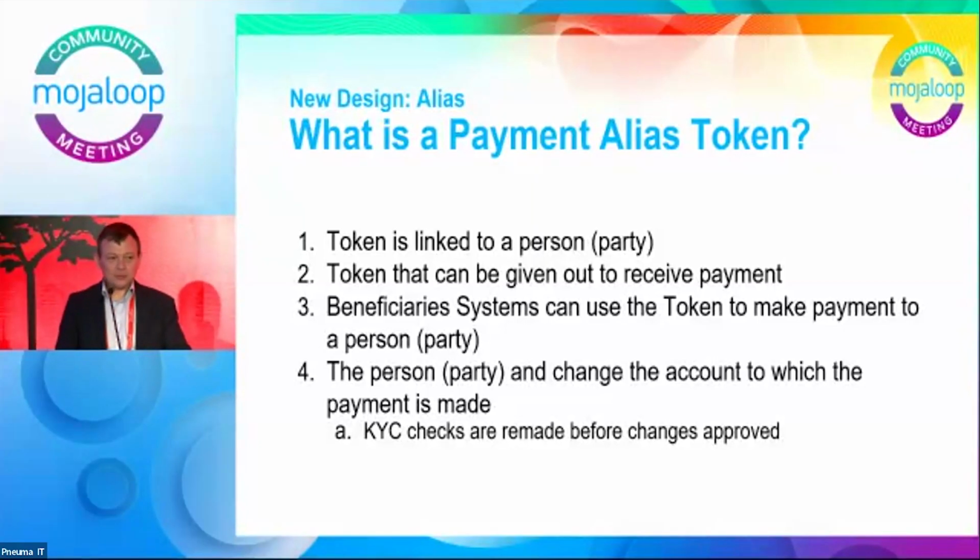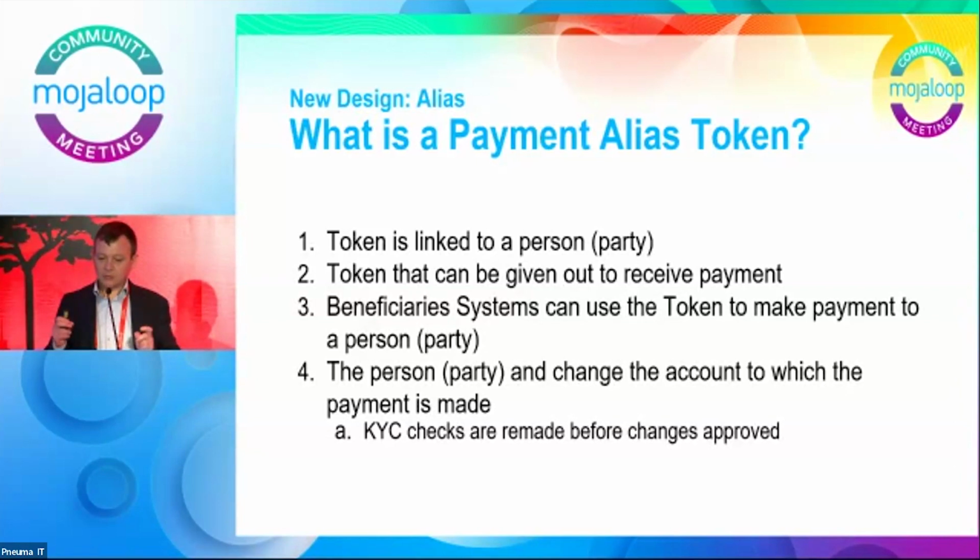The first part of this new design is that we are implementing a personal alias. What do we mean by a payment alias token? I thought it would be good to spell it out. A payment alias token is a payment token linked to a person. Secondly, it is a payment token that can be provided to people to make payments to that person. In our use case here, the beneficiary system can use that token to make payments to the person.